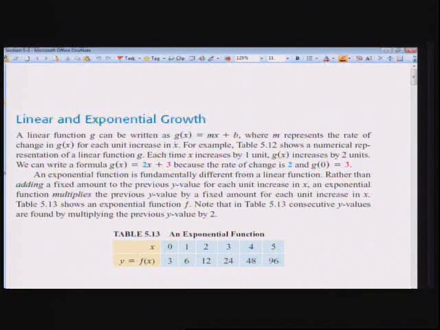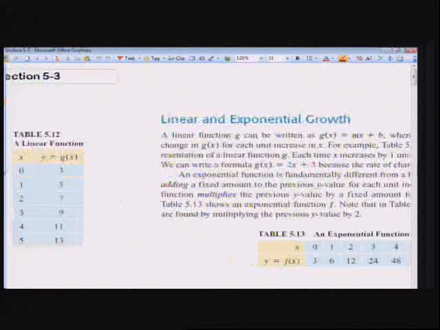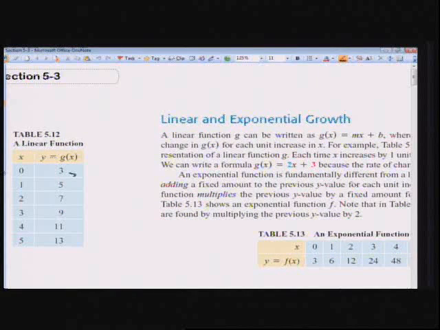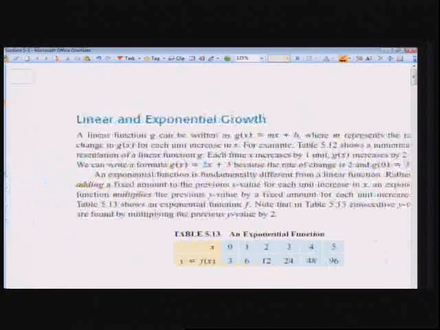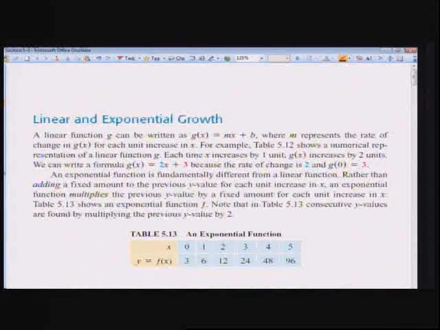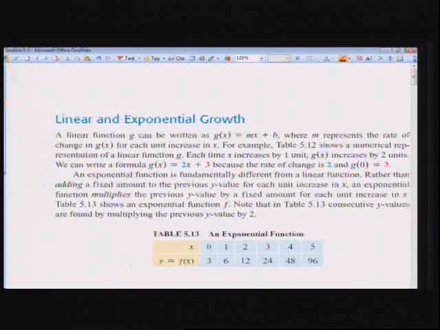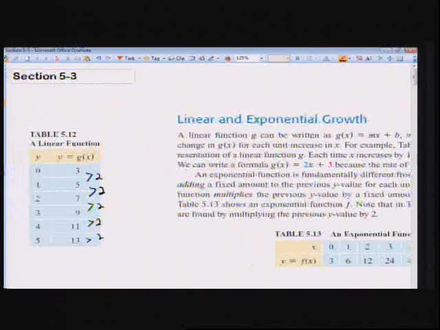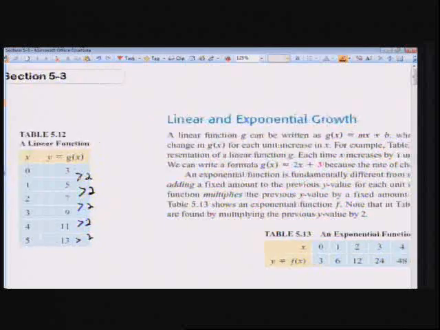If you look at this table, you'll see this is a linear function. Notice that the y's are going up by 2 each time when you have a 1 unit change in x, right? So we would say that the slope is 2. Each time x increases by 1 unit, g of x increases by 2 units, and so you can write the formula 2x plus 3, because the slope is 2, and then they give you the y-intercept as that first point. When x is 0, y is 3.